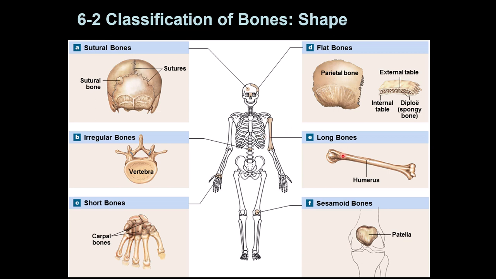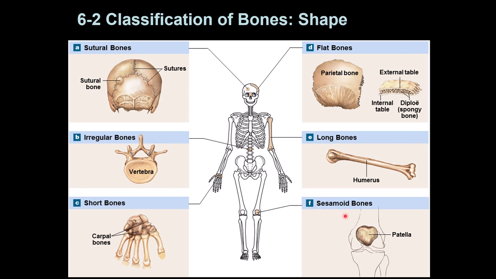There are the long bones. These are cylinder shaped and the two ends are enlarged. This is the area where they create a joint with another bone. So these are areas that are mobile joints. The main location of the long bones is on the limbs, so upper extremity and lower extremity.